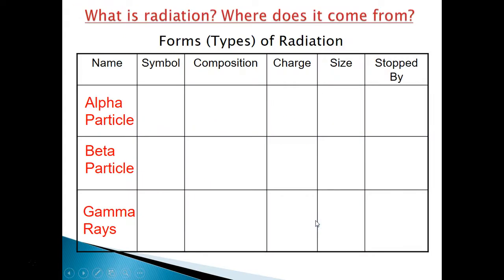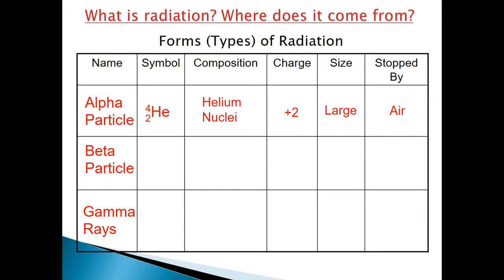We have three types of radiation that we're responsible for knowing about: alpha particles, beta particles, and gamma rays. So alpha particles will have a symbol for helium. It will have the mass number of 4 and an atomic number of 2 like helium has. Now the composition of an alpha particle is actually just the nucleus of a helium atom. So it's the 2 protons and 2 neutrons of a helium atom without the 2 electrons. It's just the nucleus. That gives the alpha particle a charge of +2 for the 2 protons.